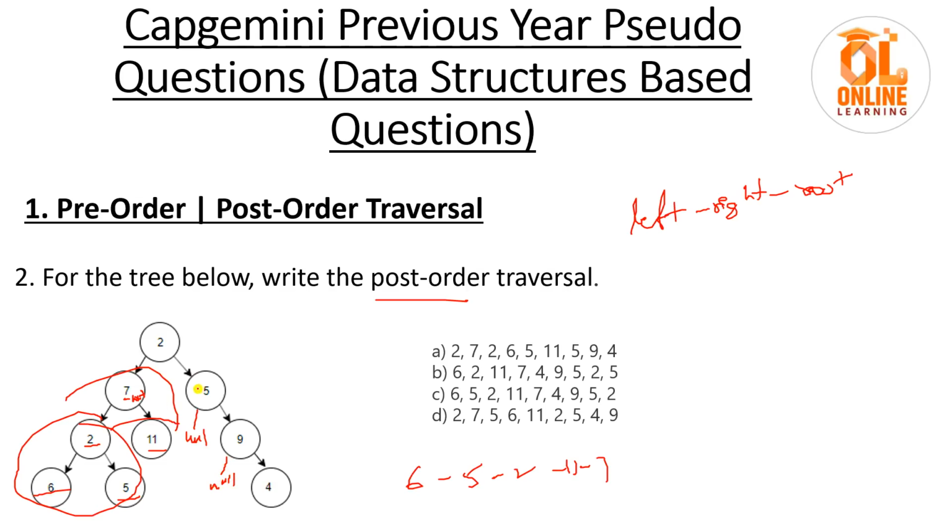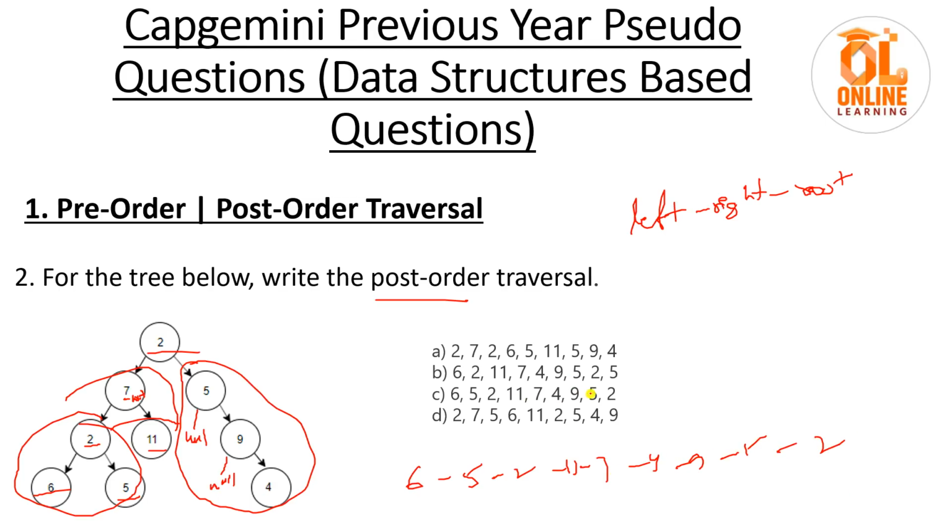So the right part first, left, right. So there is no left. So again left, right. Here 4 will come. Left, right is done. Then root 9 will come. Left, right is done. 5 will come. And we have traversed left part and right part. The remaining last is the root.